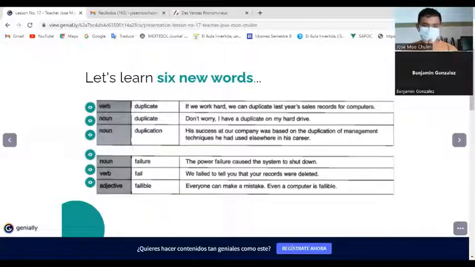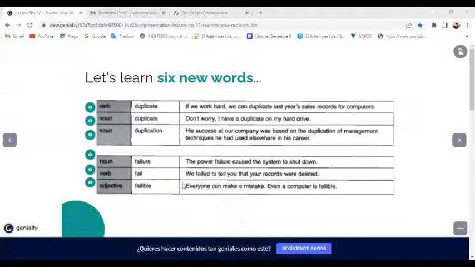Next 3 words. The first one is failure. Have you ever heard of this word? Or do you have failure? Okay, poor failure calls the system. It is when anything doesn't work correctly or fine. Okay, when something works correctly.